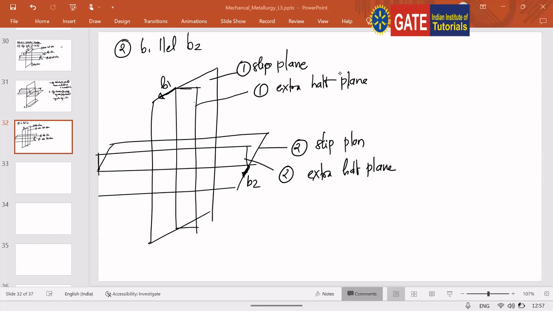B1 is the Burgers vector for the dislocation which is on slip plane 1, and B2 is the Burgers vector for the dislocation which is on slip plane 2. So what will happen? Both will get kinked, right? Because the dislocation line is perpendicular to the Burgers vector, so both will get kinked. In this case, what is the outcome? Write down, both will get kinked.